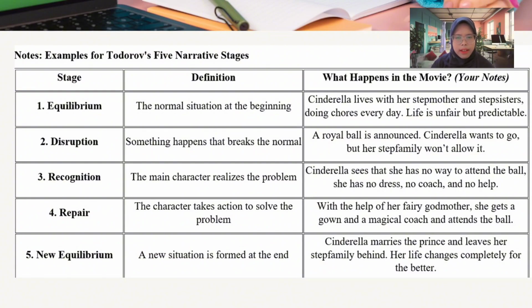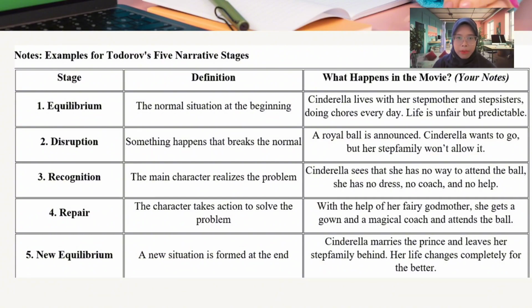Todorov is a Bulgarian French theorist who said that most stories go through 5 stages. Let's look at what they mean. The first one is equilibrium, which is when life is normal. As you can see, I've already mentioned the 5 key points and their meanings, which is the definition. Number 2 is disruption, which is something that disrupts the normal situation.